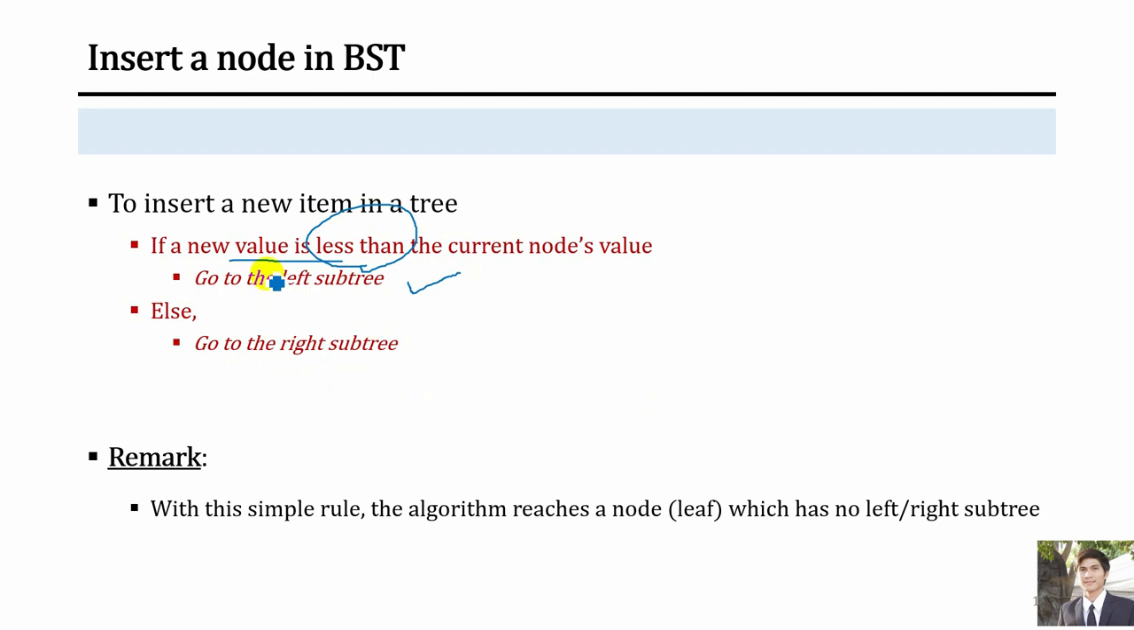In the case that the number is greater than the current node, which starts from the root, we will go right on the subtree. So with this simple rule, our algorithm will reach a leaf node which has no left and right subtree.